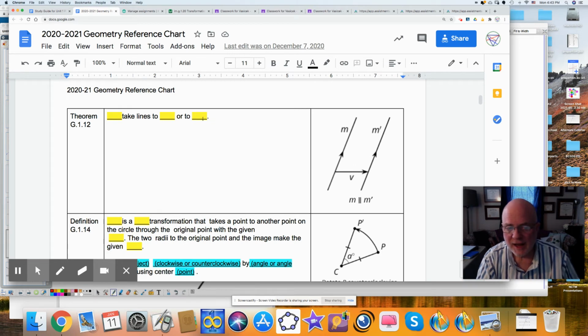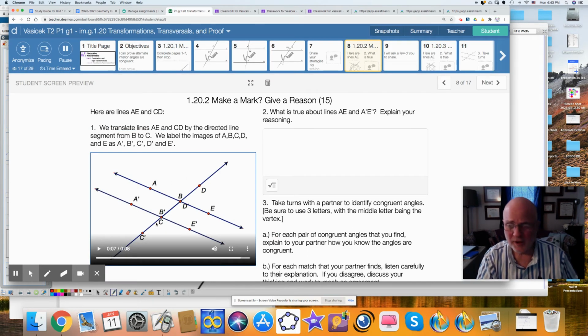If you look in your reference table, there's a statement here on page 2, I think it is. Translations take lines to parallel lines or to themselves. This is one that we did earlier on. And that's how I know that these two lines are parallel, because it's done with a translation. Translations take lines to parallel lines or to themselves.